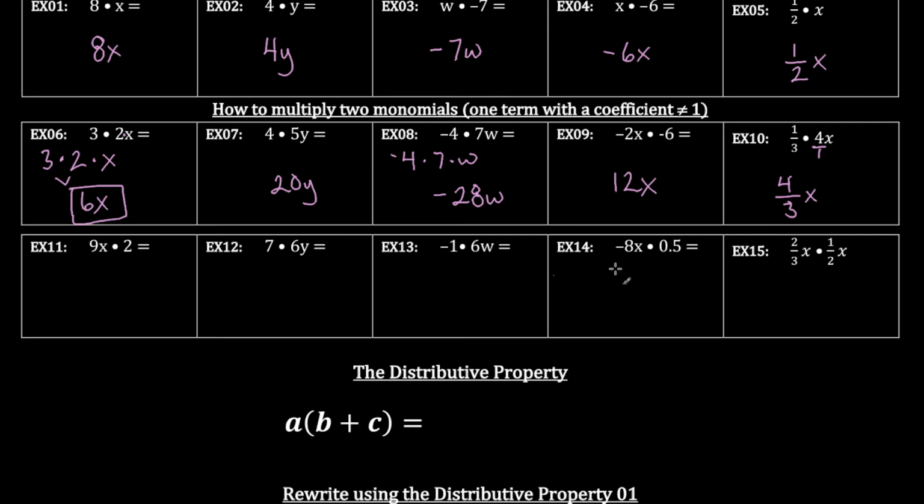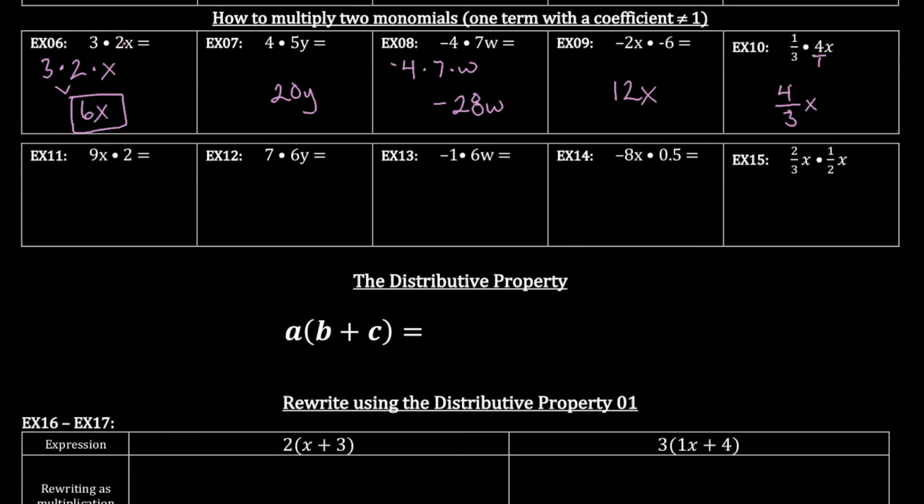Now, let's see what happens here. So 9 times x times 2, or 9x times 2. Remember, this is 9 times x times 2. Order of multiplication, or straight multiplication, doesn't matter. So we get 18x. 7 times 6y is 42y. -1 times 6w is -6w, because a negative times a positive is a negative. And negative times a positive is a -4, and then we have an x.